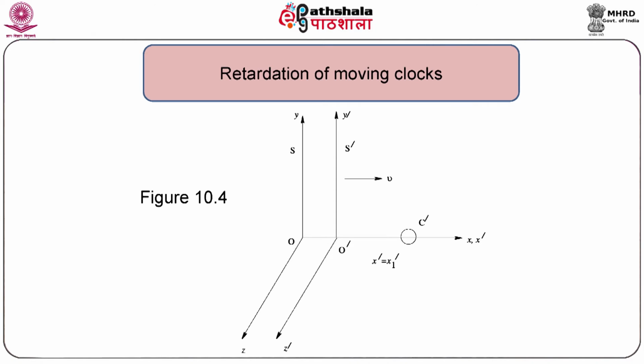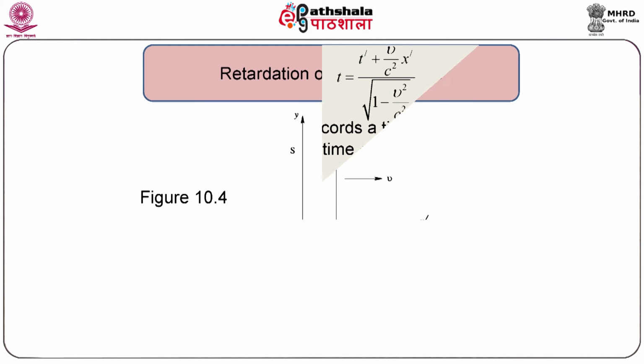Let us consider that a clock C dash is kept along the O dash x dash axis or parallel to this axis at the position x dash equal to x1 dash. Please note that here we have considered a special type of coordinate system where OX and O dash x dash are coinciding, while OY and O dash y dash are parallel to each other, and in a similar fashion OZ and O dash z dash are parallel to each other.